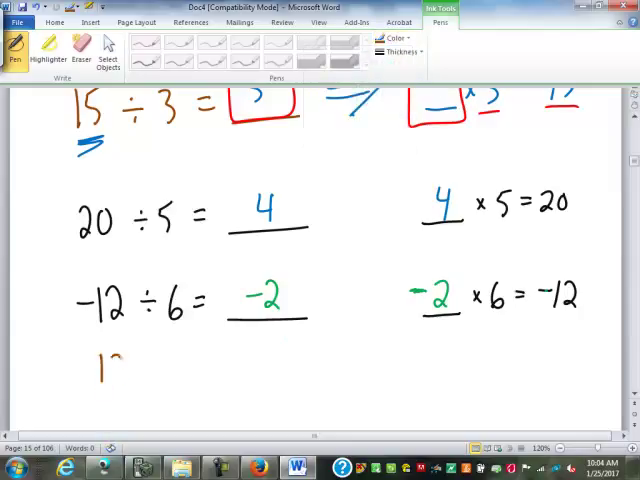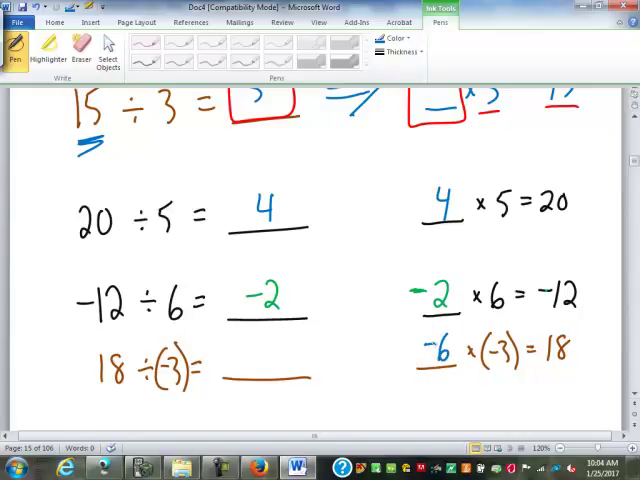If I have 18 divided by a negative 3 equals blank, that's saying what number times negative 3 equals 18? Well, over here, what number times 3 would be 18? It would be 6, and it has to be a negative because the 18 is positive. And since the 3 is negative, we need another negative to multiply to be a positive. So this has to be a negative 6.